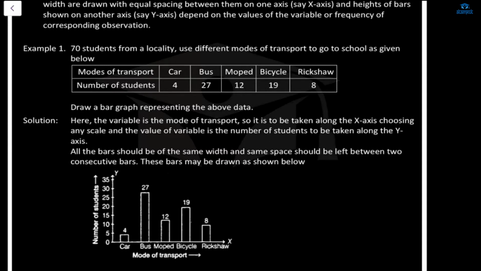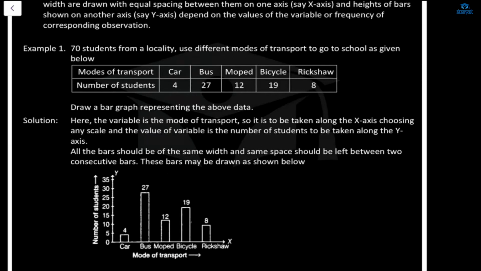Now, what are these transport? It is a car, a bus, moped, bicycle, and a rickshaw. These are the different modes of transport used by the students. Now we have collected how many students are going to school by car. There are 4 students from the locality that are using car. Bus 27, moped 12 students, bicycle 19 students, and rickshaw 8 students. Now we have to represent the bar graph of the above data.